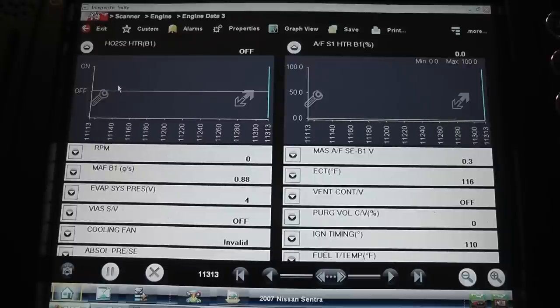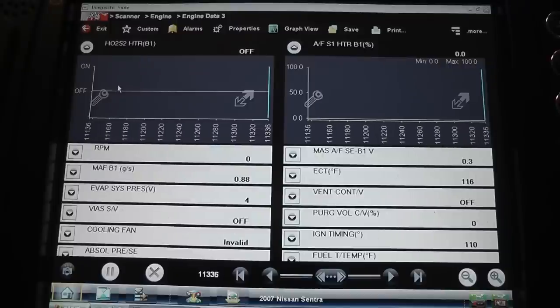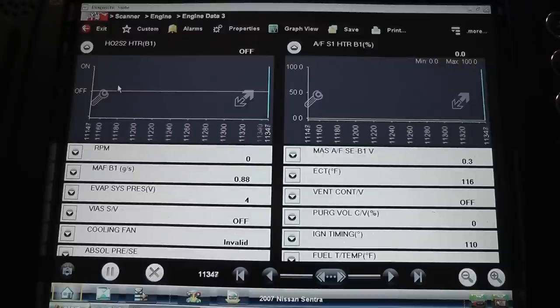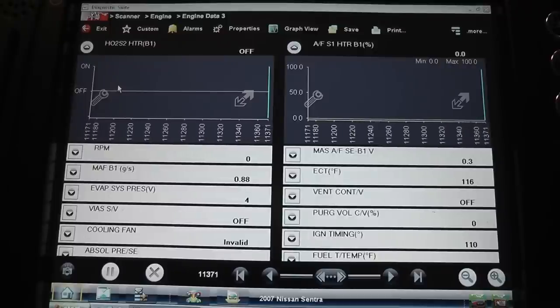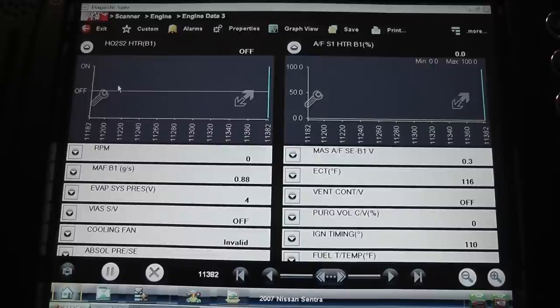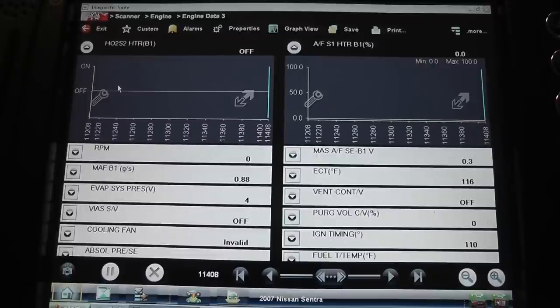I'm not saying this is a bad computer. I don't want to mislead you. This is probably 99.9% an open in the O2 heater. But I'm just sharing some insight with these systems for you. Okay? No current flow. No current flow means we have an open. Command's there. We have an open somewhere.